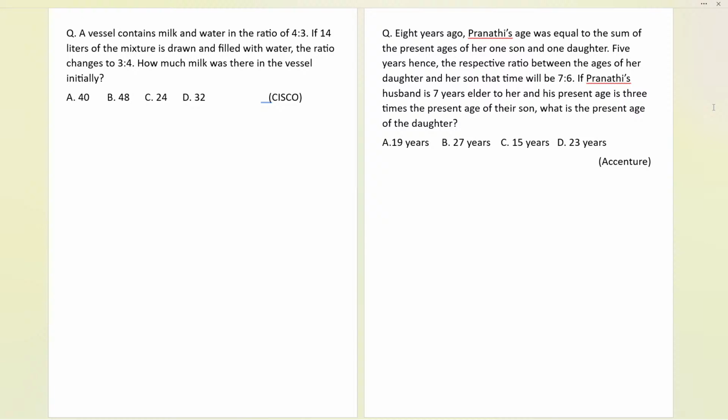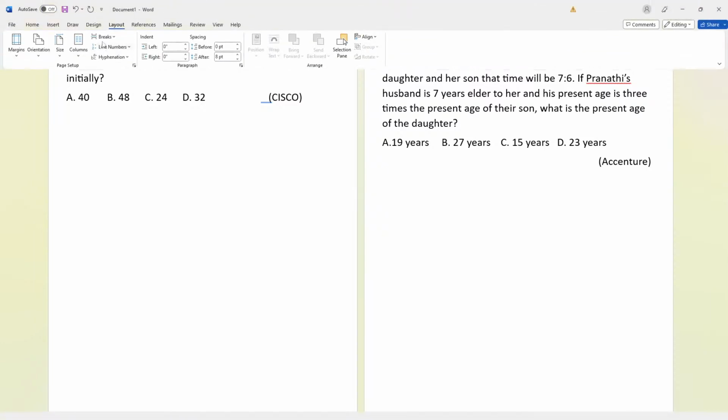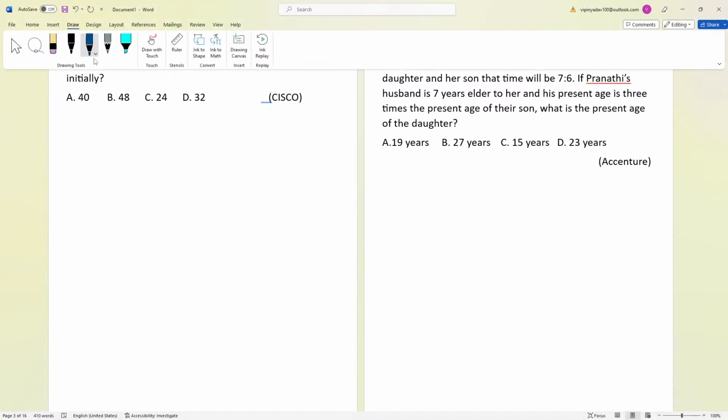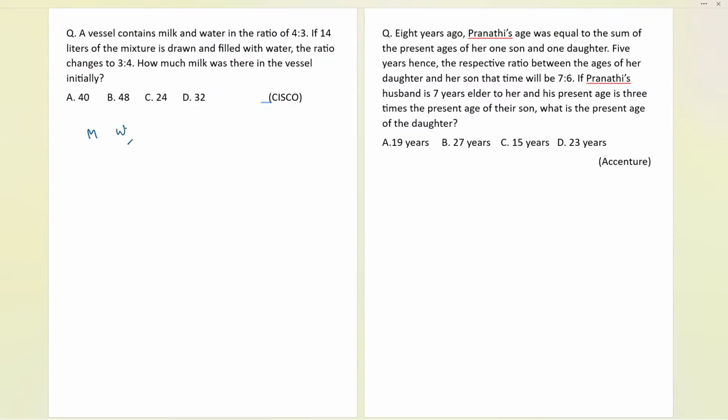Okay, so let us now start discussing this question. The question says that a vessel contains milk and water in the ratio 4:3. So the ratio of milk and water is 4:3, given to us over here. Now it is saying that 14 liters of the mixture is drawn, not put in, it is drawn from this.